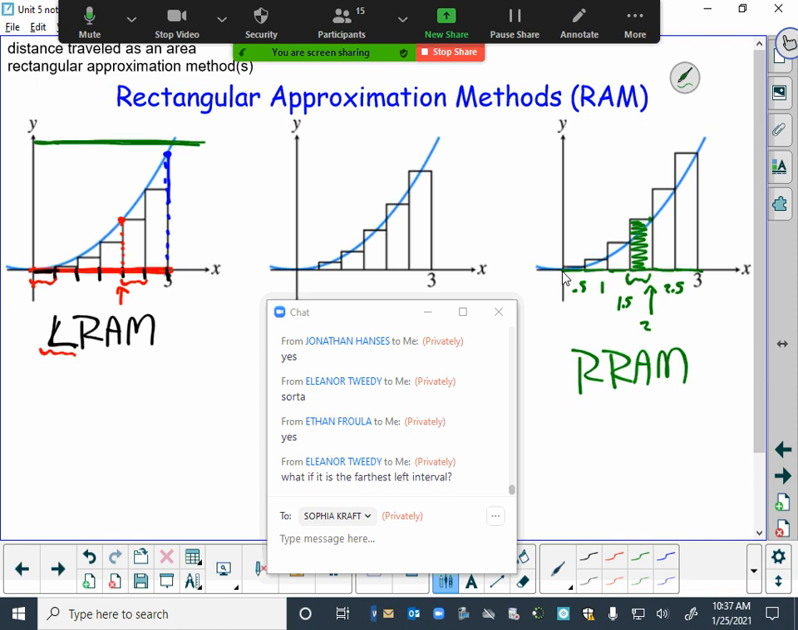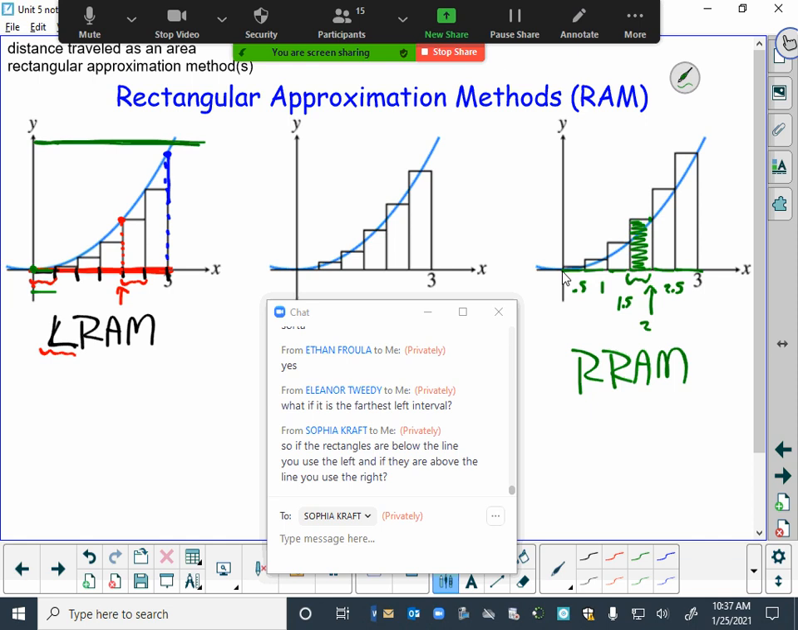So I'm seeing another question in here. What if it's the farthest left interval? On this farthest left interval over here, in this example, it had an output of 0, so that was a rectangle that is half a unit wide and 0 units tall, so it contributes 0 to the total here. Okay.